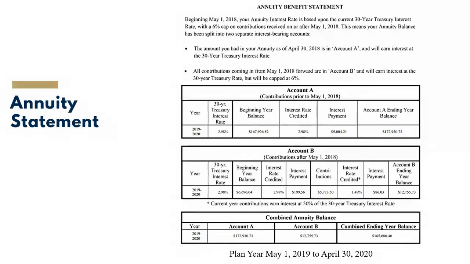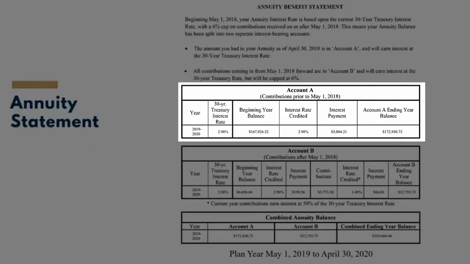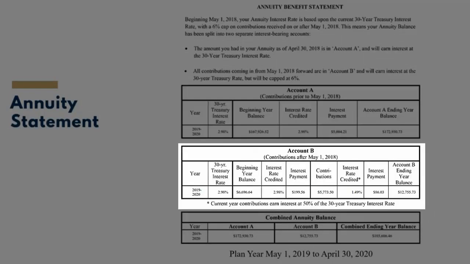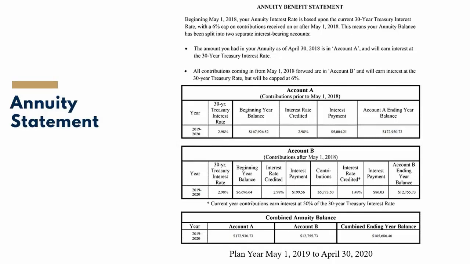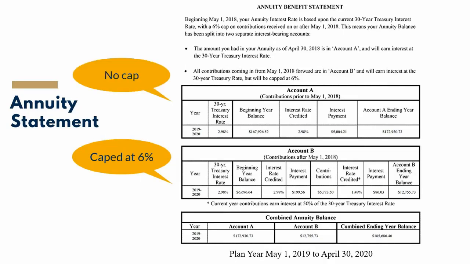Now, as you know, your annuity account is broken into two accounts. There's account A, for contributions before May 1st of 2018, and account B for contributions after May 1st of 2018. Both accounts are calculated the same exact way using the Treasury rate that I mentioned in a previous slide. For the 2021-2022 plan year, it's 2.34%. The only difference is account B is capped at 6%, where account A has no cap on the interest rate.